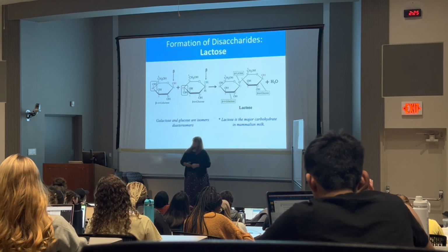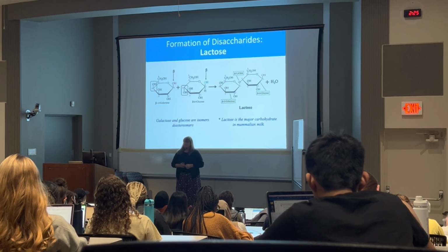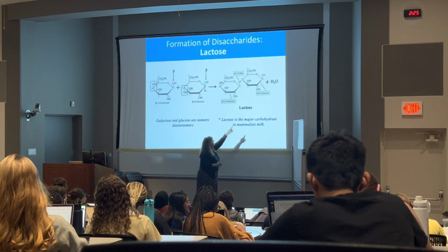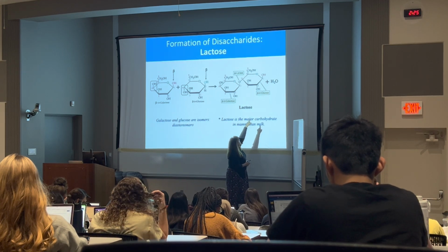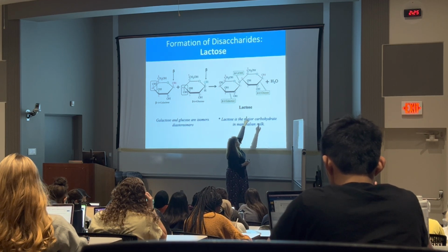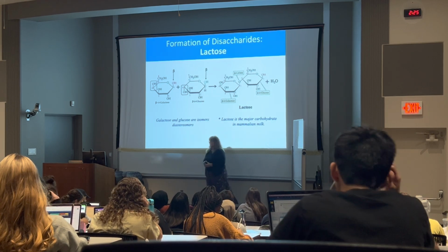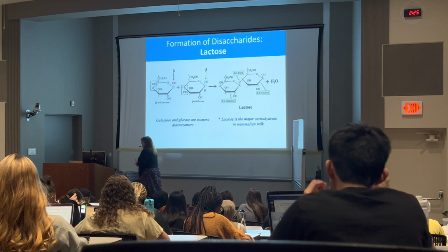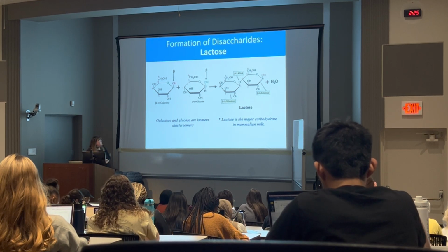Is lactose a reducing sugar? Yeah, because it has a hemiacetal, the anomeric carbon over here on what used to be the beta glucose. That anomeric carbon is a hemiacetal. So yeah, it can open up and get oxidized. So it is a reducing sugar.